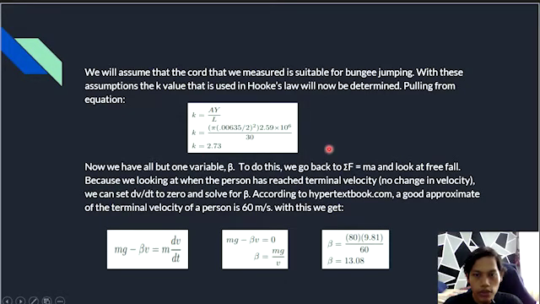To do this, we go back to F equals ma and look at free fall, which is this equation. Because we're looking at when the person has reached terminal velocity, which is no change in velocity, we can set dv over dt to 0 and solve for beta here. According to hypertextbook.com, a good approximation of the terminal velocity of a person is 60 meters per second. With this, we get the value of b.